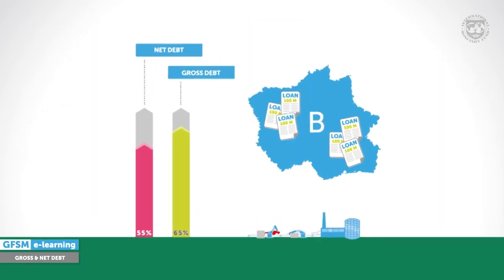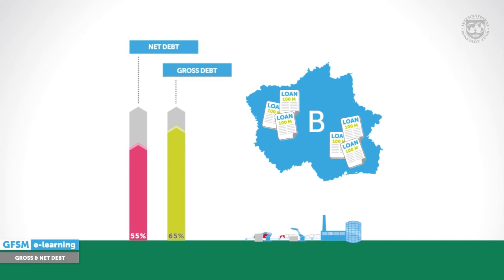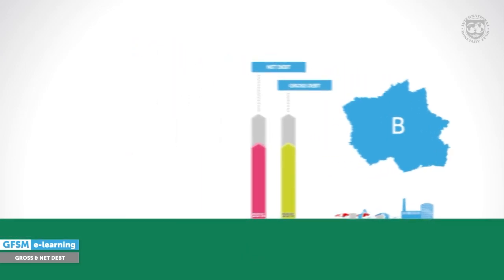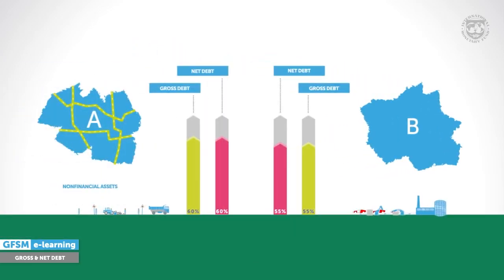And net debt has provided meaningful information. After these loans matured, the government could actually pay back its own debt. So country B's gross debt, too, is back at 55%, whereas country A still owes the 60%.